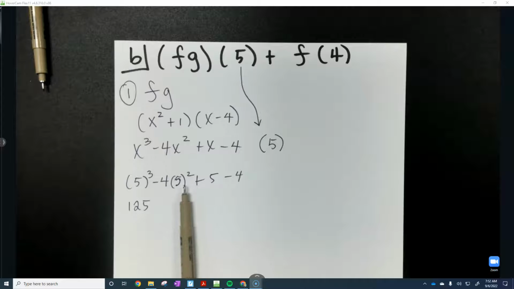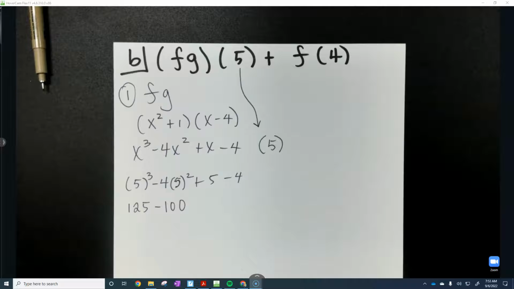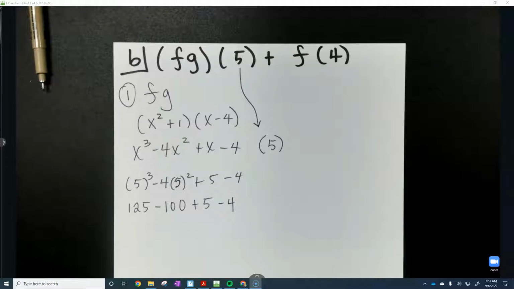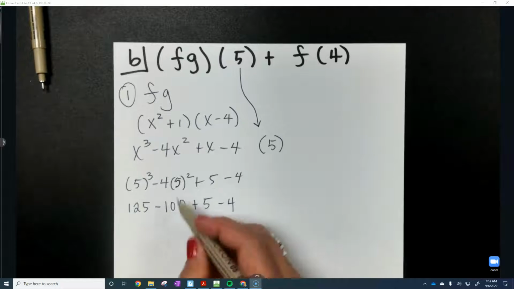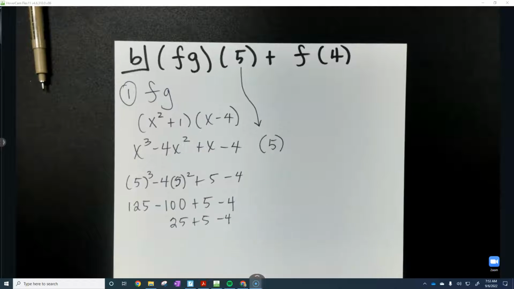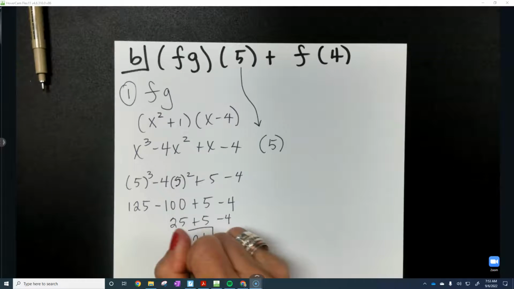For your next term, guys, don't forget you got to do your exponent first. So we're actually going to do 25 times a negative 4. So 25 times a negative 4, of course, is going to be a negative 100. I'm just going to bring down the rest of my problem as I work left to right. So I've done all of my multiplication, guys. Now you just add and subtract in the order that they occur. So 125 minus 100, of course, is 25. Plus 5 minus 4. And of course, that is just going to give you an answer of 26.